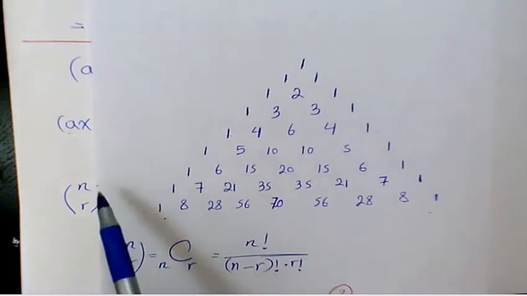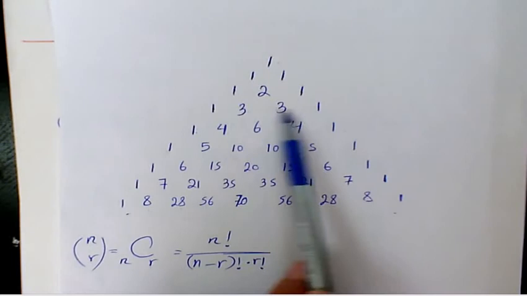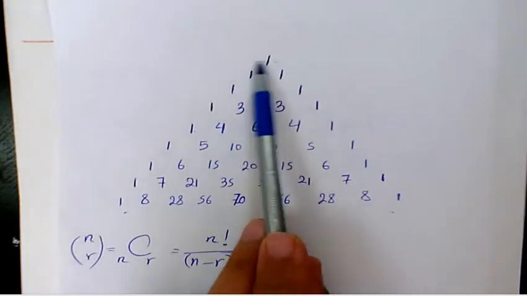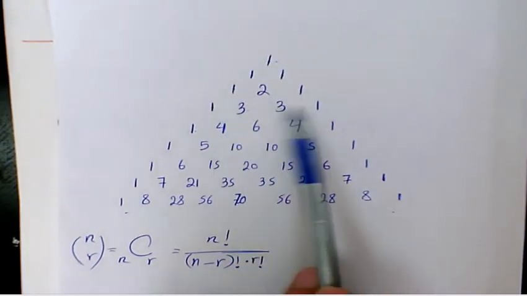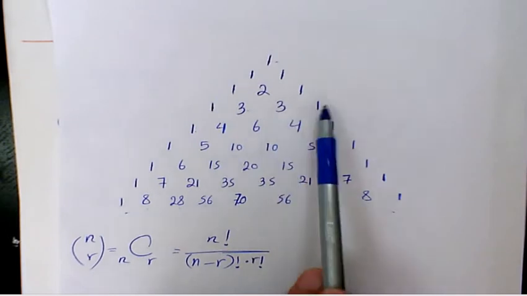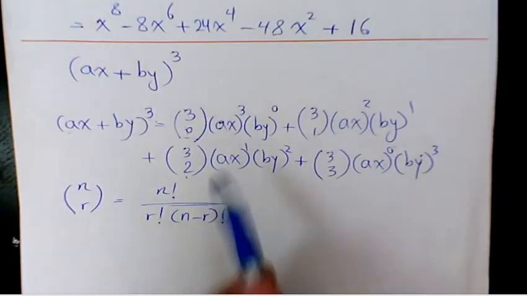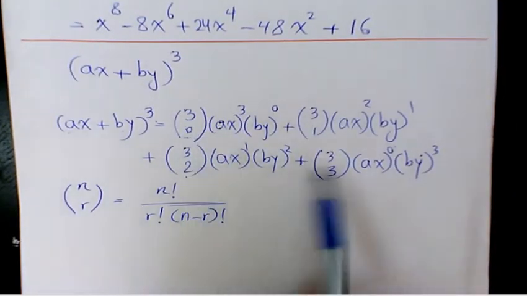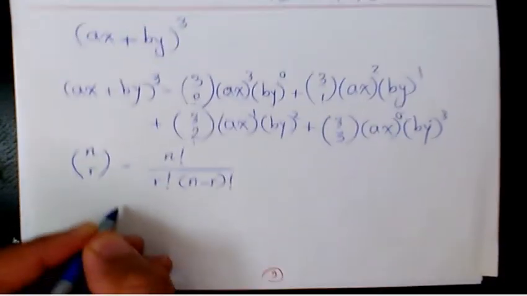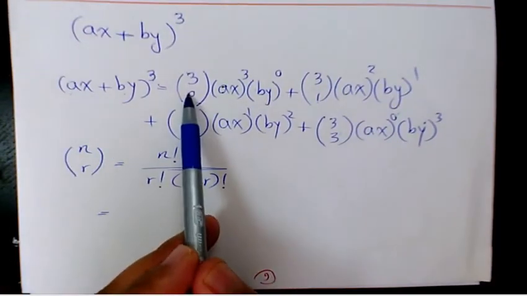Since it is to the power of 3, we're going to use the third line. The third line is this one. This is 0th, first, second, and third. 1, 3, 3, 1. So these are the 4 coefficients we need. 1, 3, 3, 1.